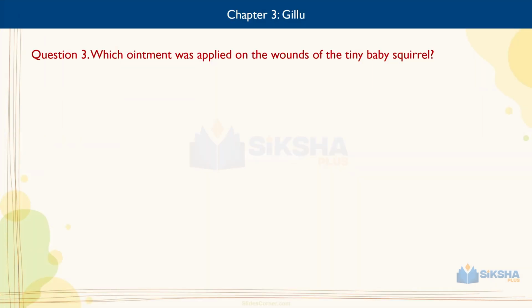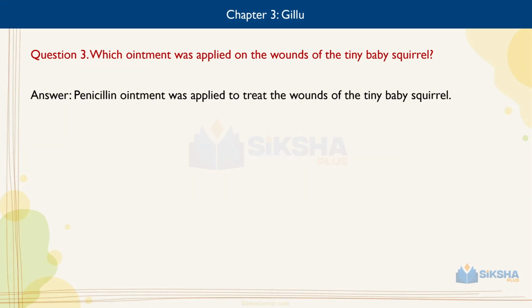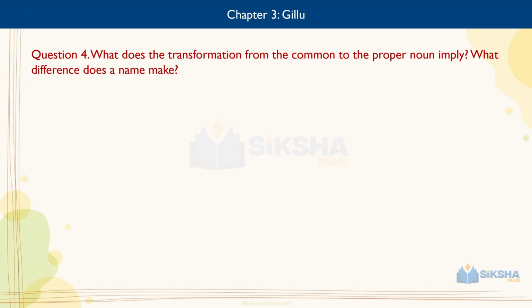Question number 3: Which ointment was applied on the wounds of the tiny baby squirrel? Answer: Penicillin ointment was applied to treat the wounds of the tiny baby squirrel. Question number 4: What does the transformation from the common to the proper noun imply?